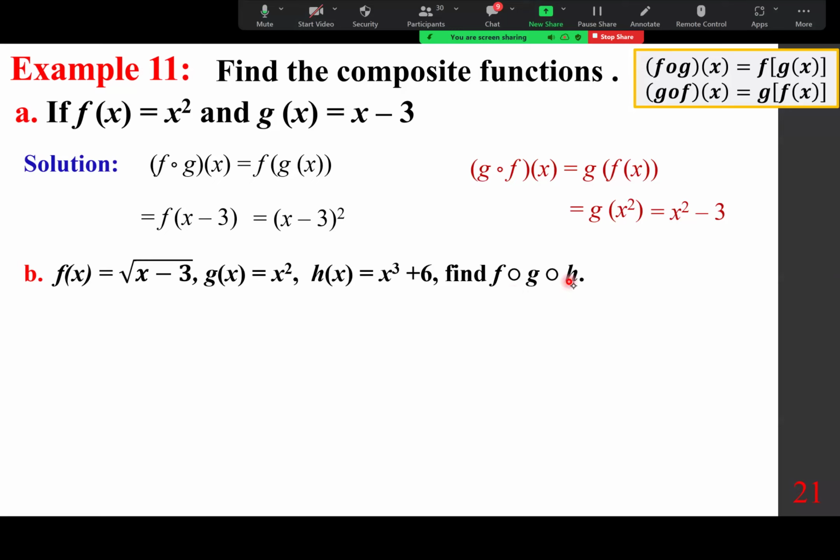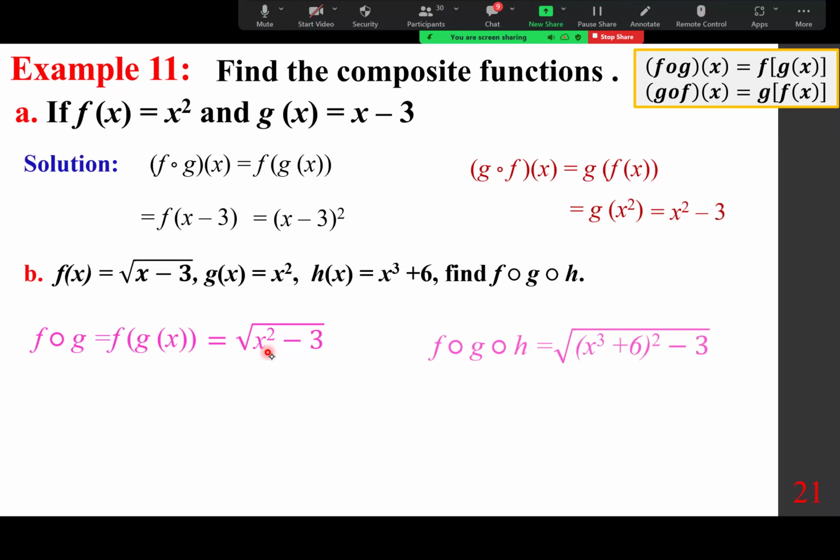So f of g is f of g of x, which means here's the f function. Replace the x with g, which is x squared. So you get the square root of x squared minus 3. Now, f of g of h, that means f of g of h. So replace this with h. That's the meaning of it.